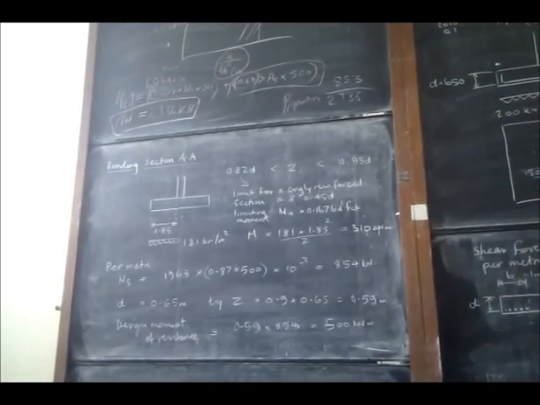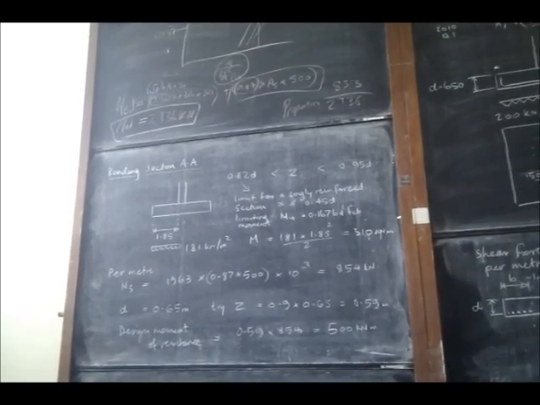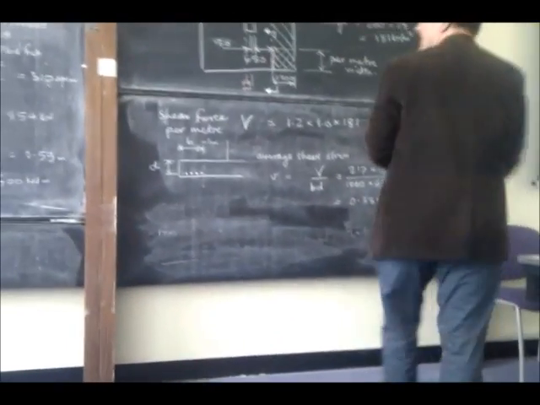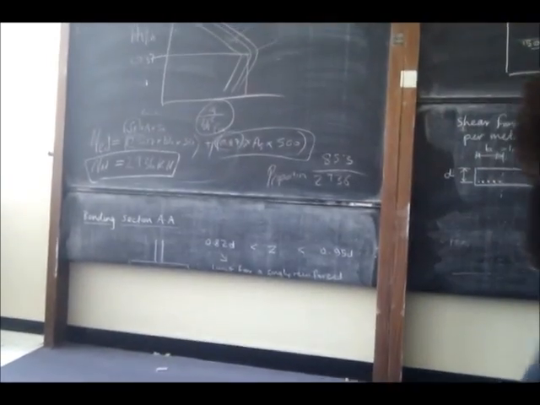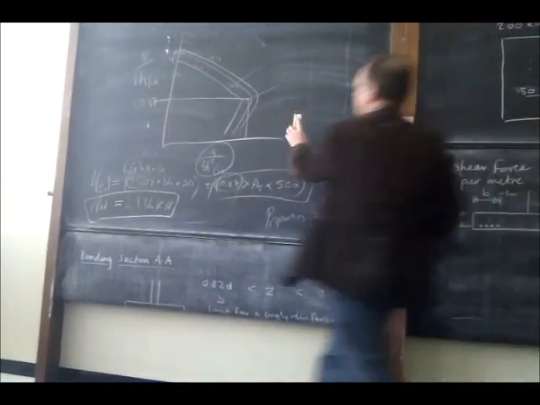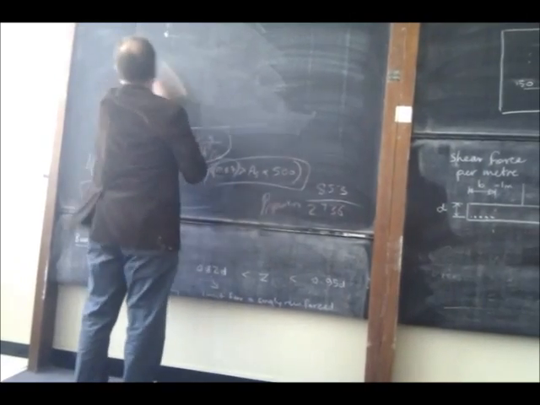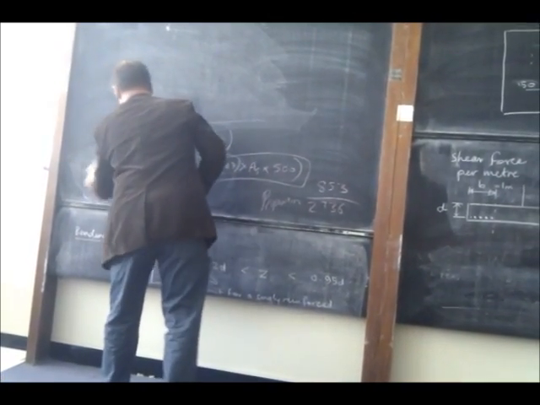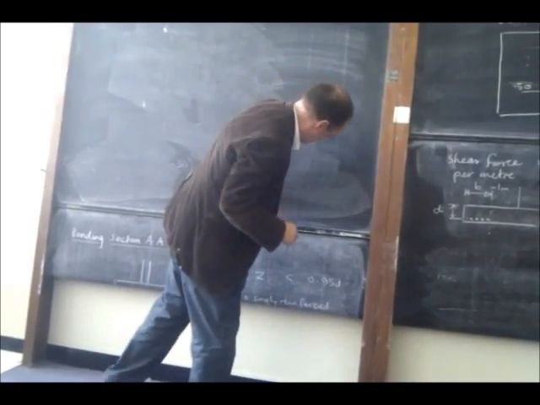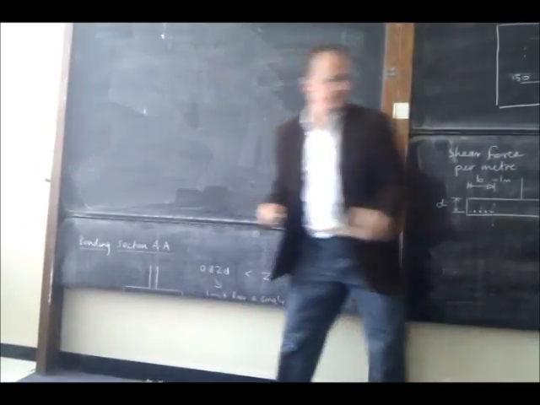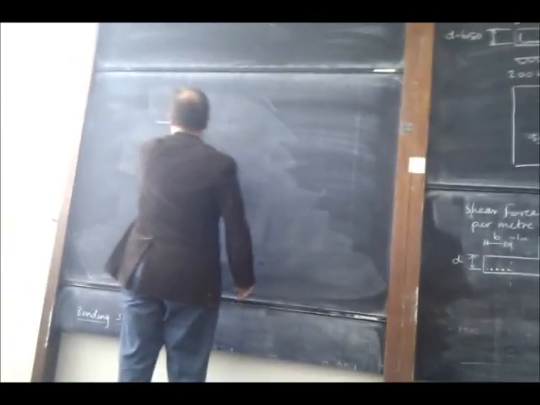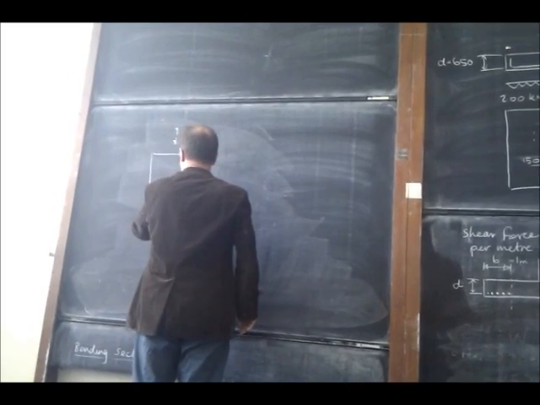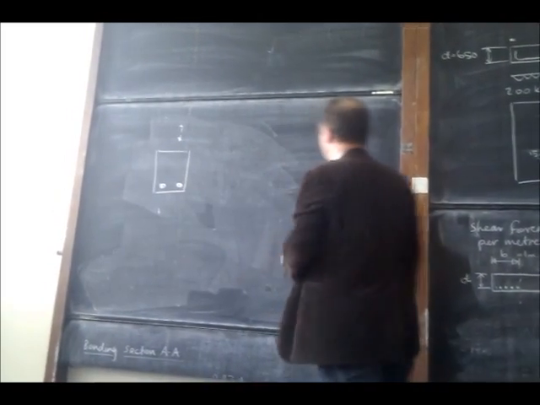Silly question. What is Z again? Z? It's the lever arm. It's the distance between the resultant force in the concrete and the force in the steel. I'll draw it out. Reinforced concrete section like that.